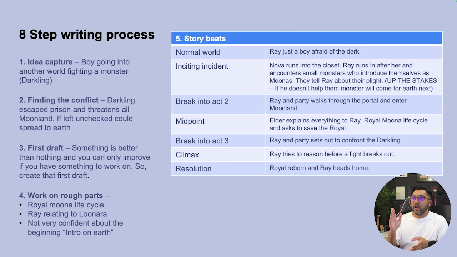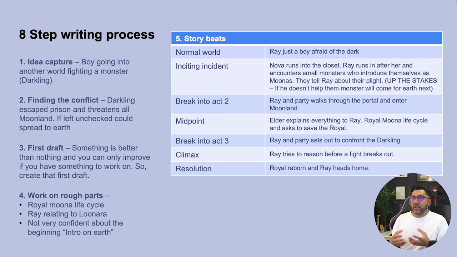For example, in the first one, what is your normal world? The normal world means, what would the world look like if that conflict or that event never took place? So the normal world is just Ray being afraid of the dark. If the Darkling and the Mooners never existed, Ray would just be a boy afraid of the dark. But because this specific incident happened, which is the next step, the inciting incident, Luna runs into the closet, Ray runs after her and encounters small monsters who introduce themselves as Mooners, and they tell Ray their plight. Now the stakes get upped, and if Ray doesn't help them, the monster will come for his Earth.